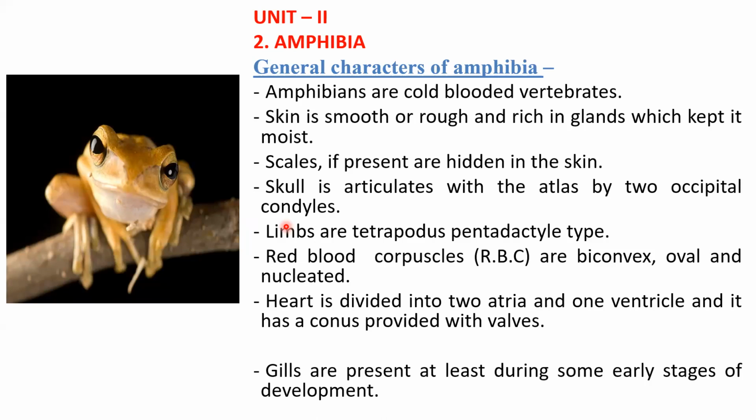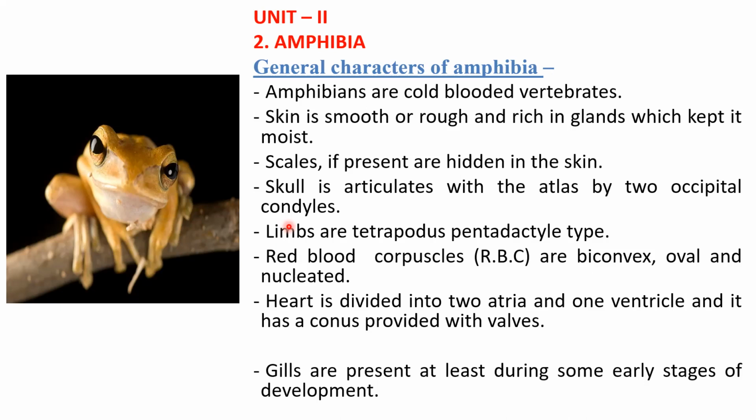Then in amphibians, the heart is three-chambered. The two atria, that is two auricles, are present and one ventricle is present. Both oxygenated and deoxygenated blood are present in this type of heart, and there is also a conus present with valves. The valves are present in the conus.